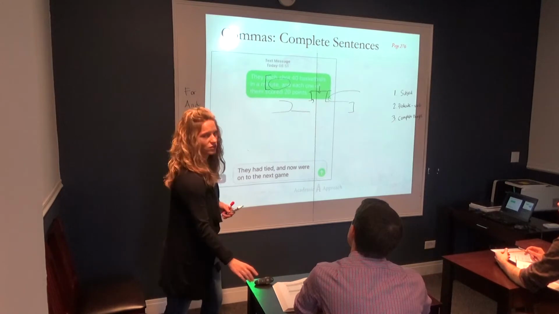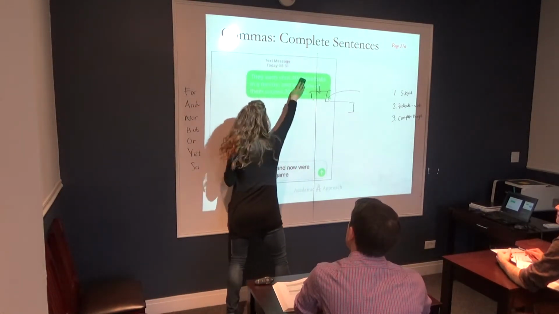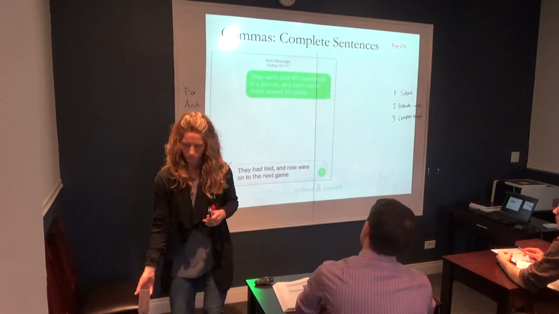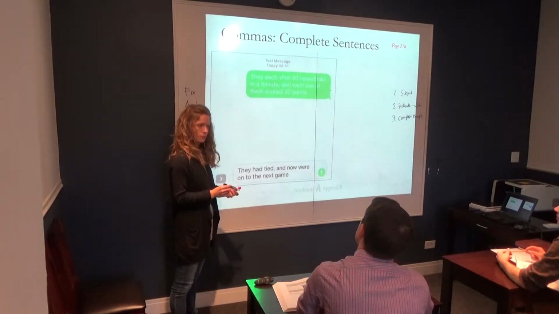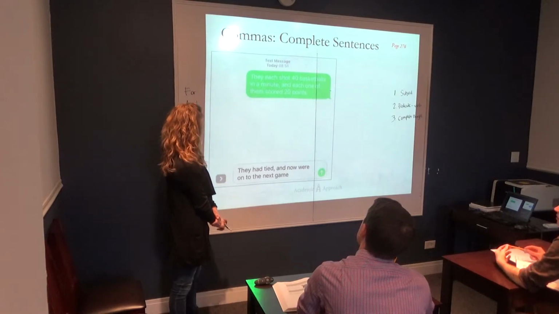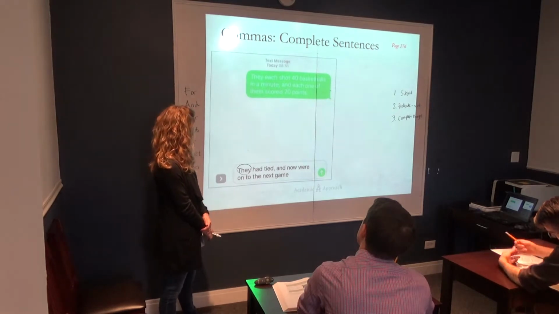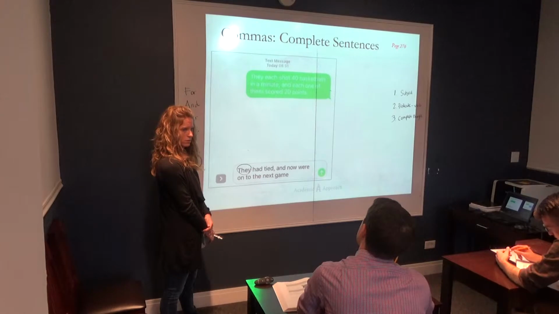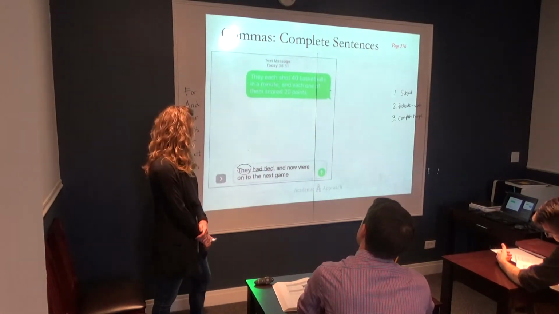We've got more text messages to fix. Cleaning up the board. Will, can you read this while I finish erasing? "They had tied and now we're on to the next game." Beautiful. What do I do first, Joe? We have to find the subject. Okay, so "they" is the subject. And then we need a predicate as well, which would be "had tied." Now what, Brian?